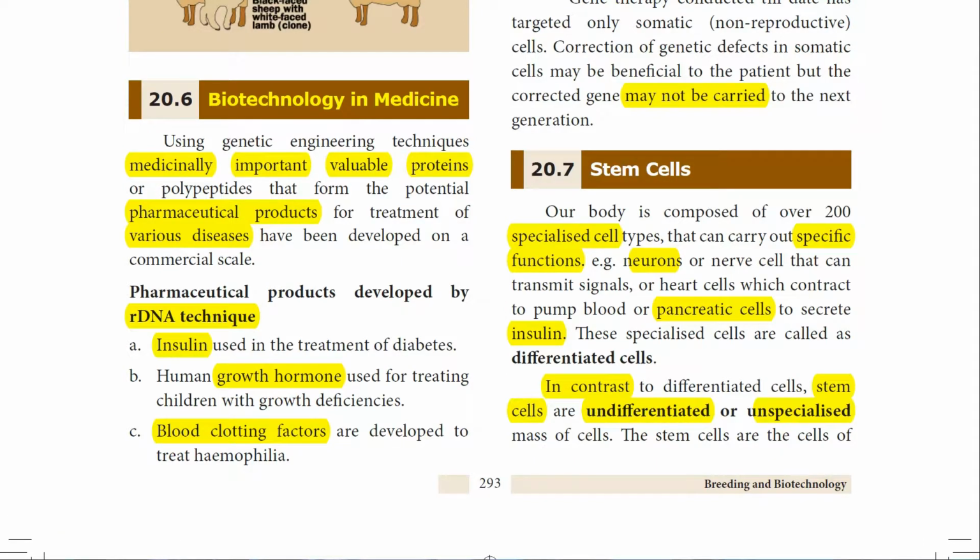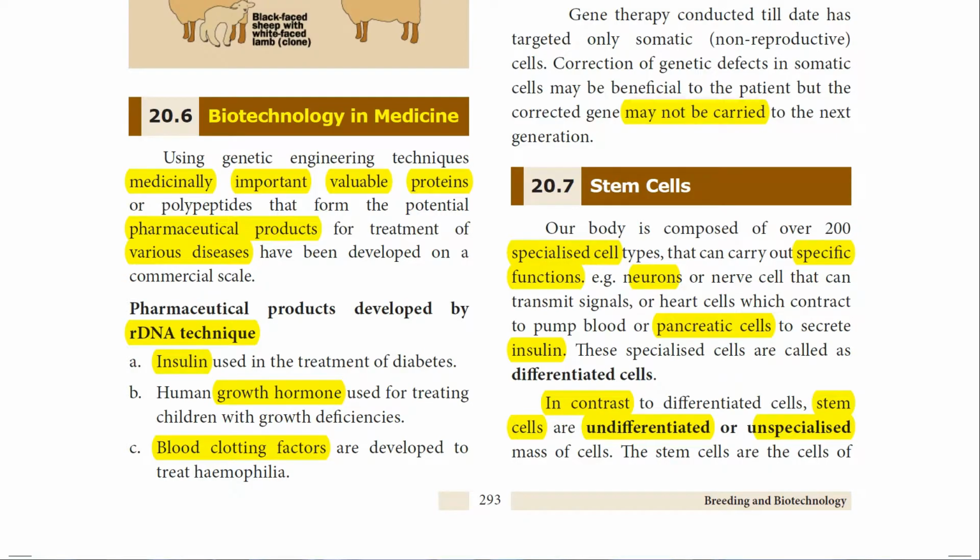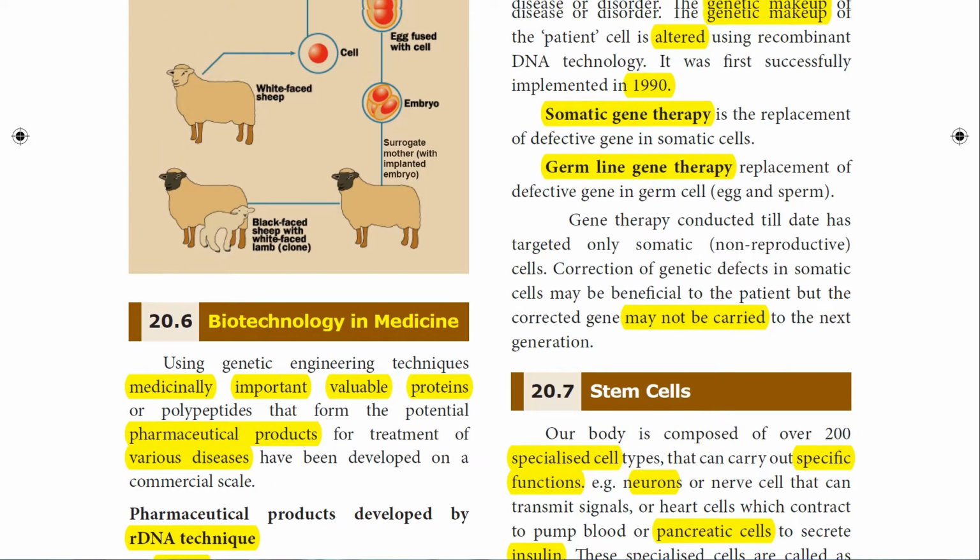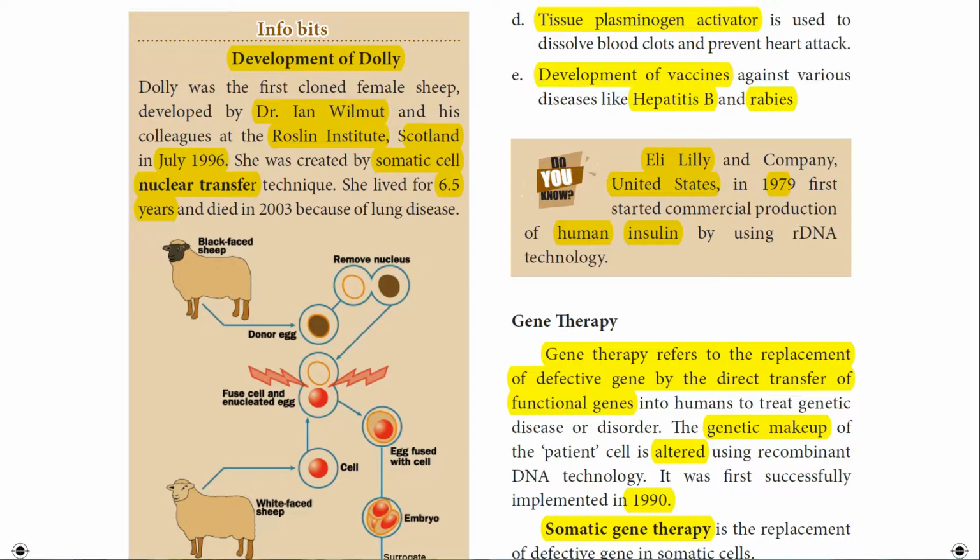Next pharmaceutical product developed by rDNA technology is blood clotting factors. These blood clotting factors help to treat patients with hemophilia. Hemophilia patients will bleed continuously because they lack blood clotting factors. The next product developed out of rDNA technology is the tissue plasminogen activator. This is used to dissolve blood clots in a patient, by which they can prevent heart attack. A very important product of rDNA technology is the development of vaccines.